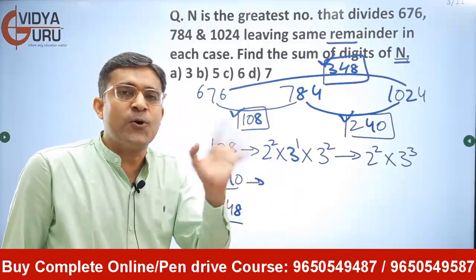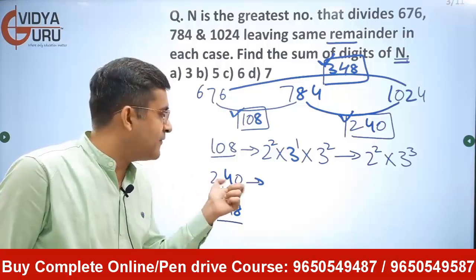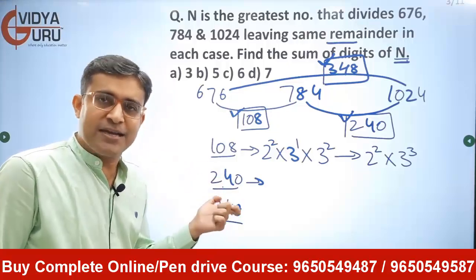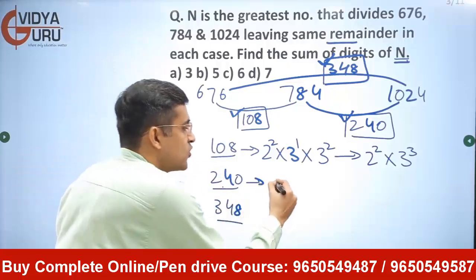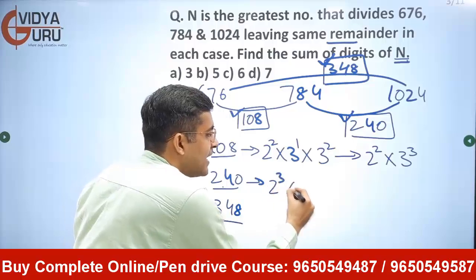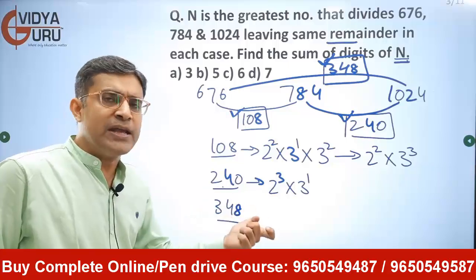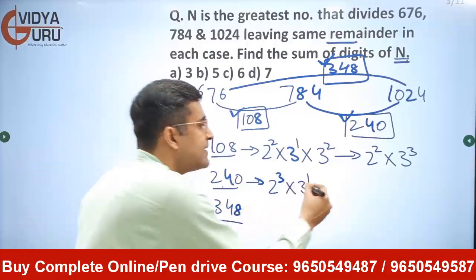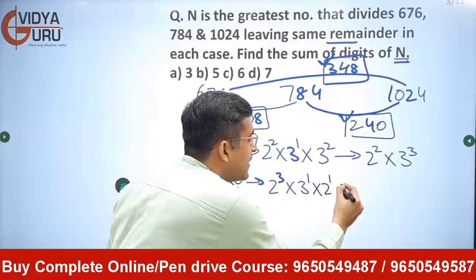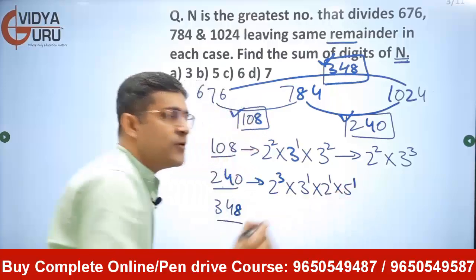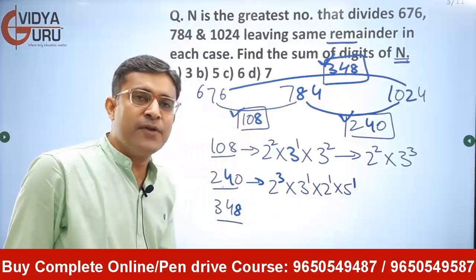Sure. Now let's do the same thing for 240. 8 threes are 24. That is the first thing that comes to my mind when I look at 240. So 2 cube is 8. That's how I have written 24. 24 into 10 is 240. 10 can be written as 2 raised to power 1 into 5 raised to power 1, 2 5s are 10. That's how I've written it.